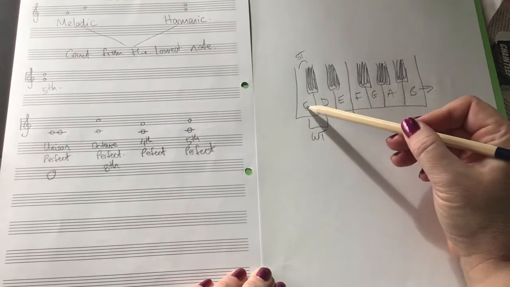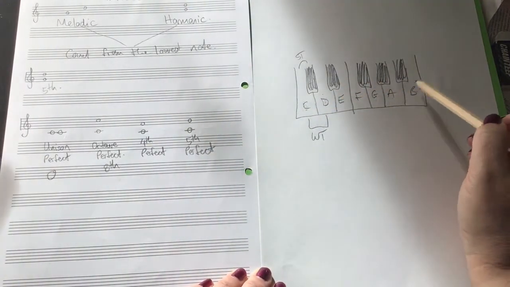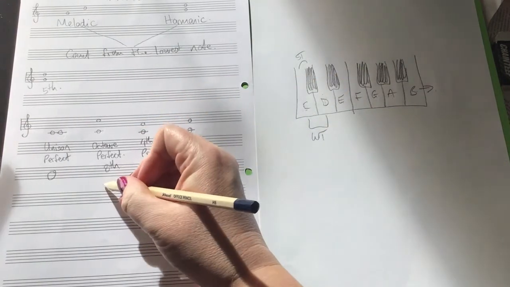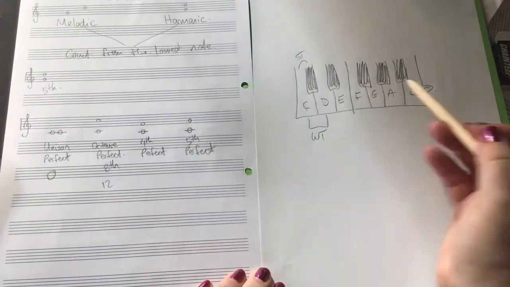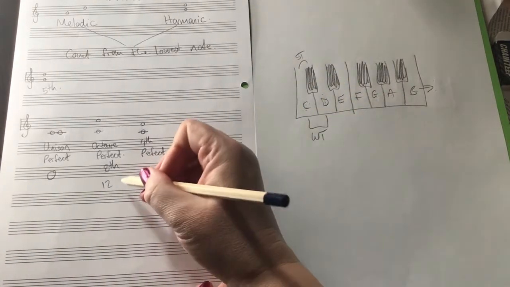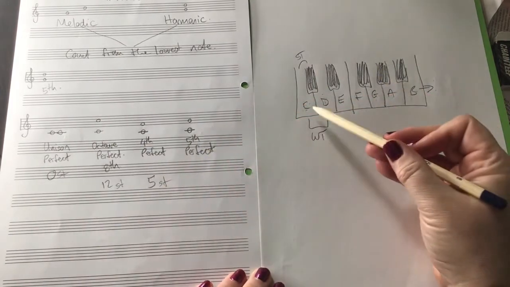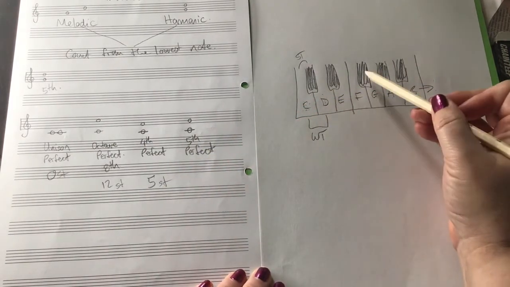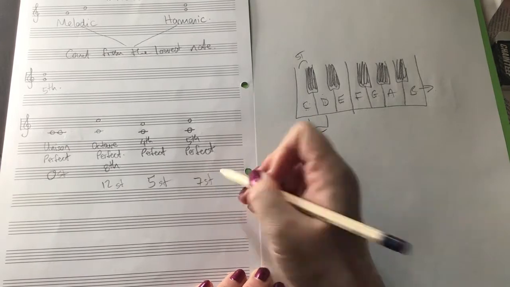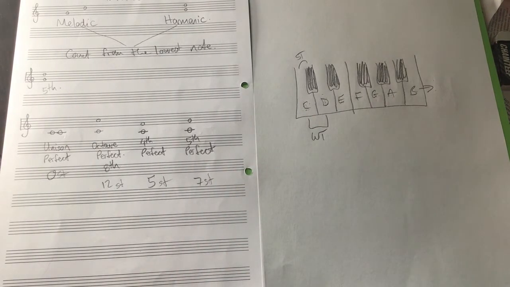An octave, 1, 2, 3, 4, 5, 6, 7, 8, 9, 10, 11, 12 semitones. A fourth, perfect fourth, 1, 2, 3, 4, 5 semitones. And a fifth, 1, 2, 3, 4, 5, 6, 7 semitones. So those are our perfect intervals: unison, octave, fourth and fifth.